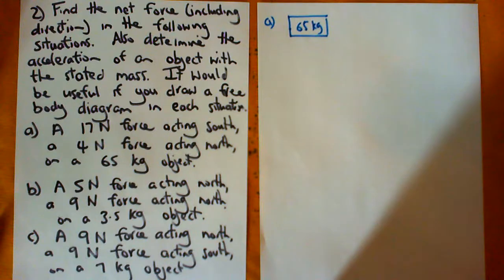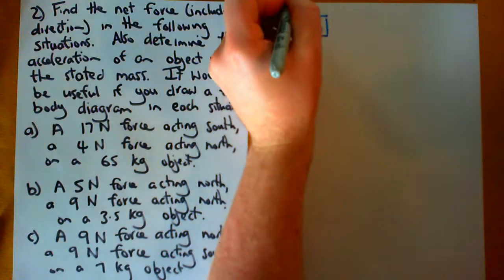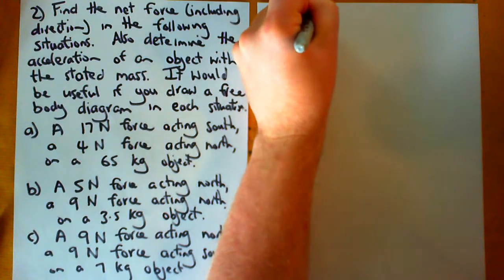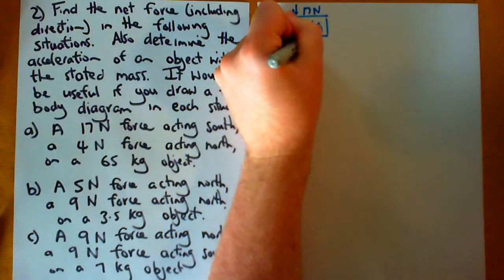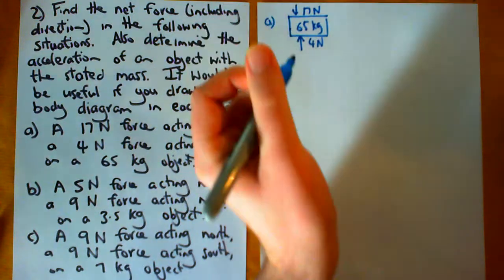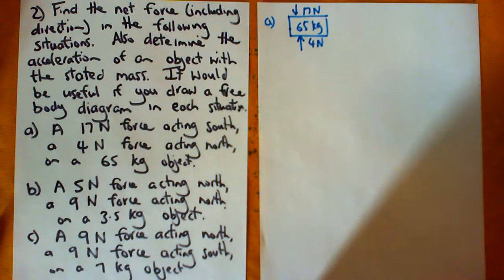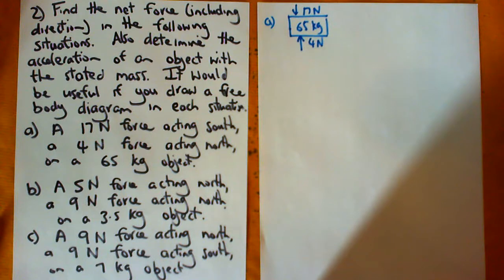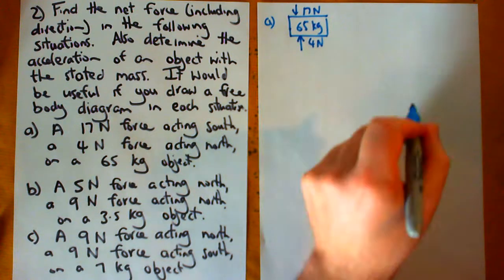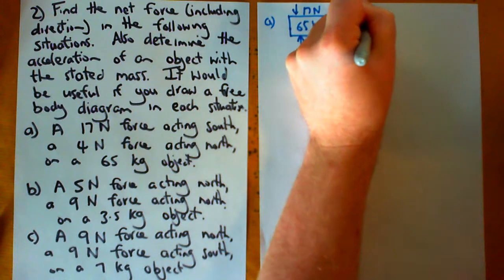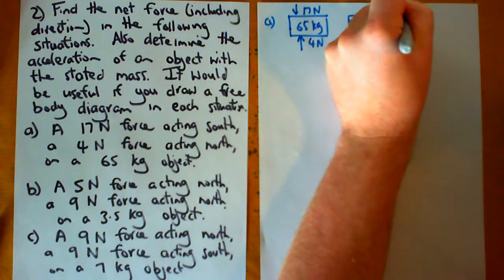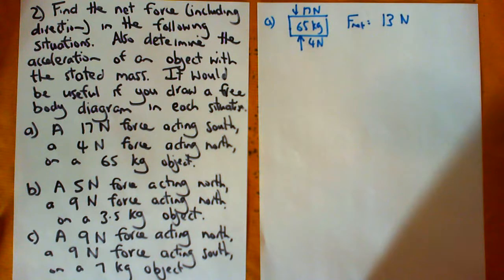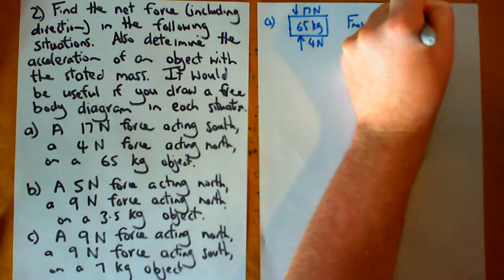and on it we have a 17 Newton force acting south, and we've got a 4 Newton force acting north. And we need to find firstly the net force, which is going to be the overall sum of the forces, which is going to be, since they're acting in opposite directions, we have to subtract them from each other. The magnitude would be 17 minus 4, giving us 13. So F net will be 13 newtons. And the larger force is the one acting south, so it's 13 newtons south.